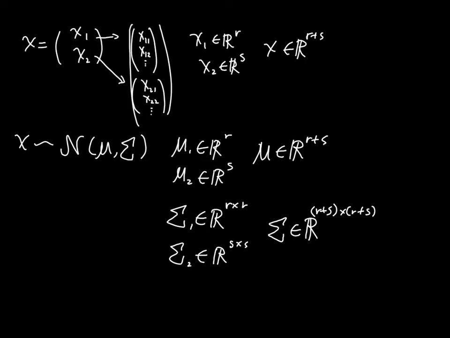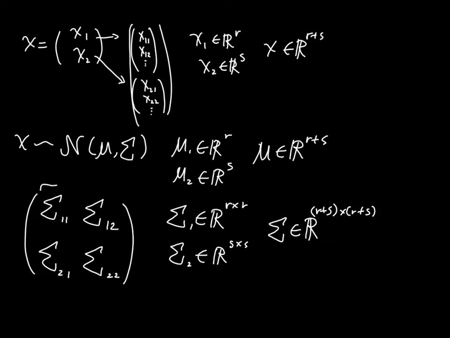Does that make sense? It looks like sigma 1,1, sigma 1,2, sigma 2,1, sigma 2,2. This part is R, this part is S, this part is R, this part is S. And this is the covariance matrix.